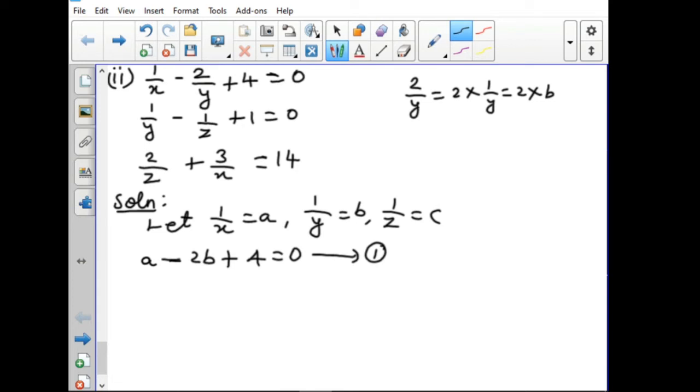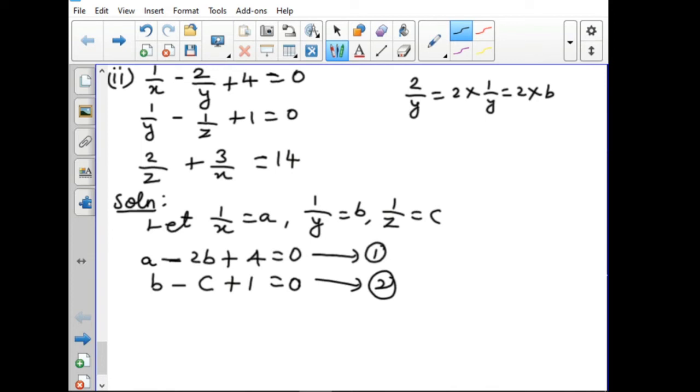From the given second one, you have to see here 1 by y. What is 1 by y? 1 by y is b. So b minus 1 by z, which is c. b minus c plus 1 equal to 0. That is equation number 2.